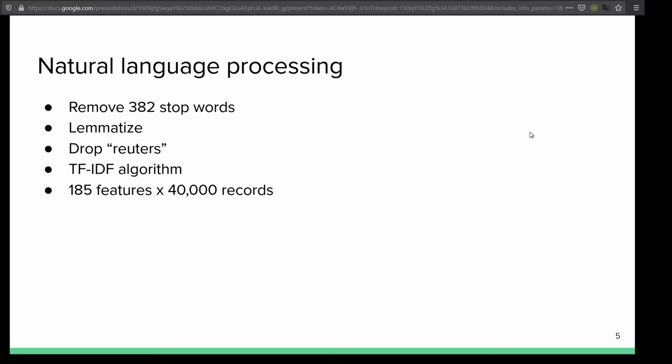And then we applied something called a TF-IDF algorithm, which basically converts the keywords from the articles into numbers that the machine learning algorithms can understand. Ultimately, we ended up with 184 different words and, like I said before, about 40,000 records. Those are news stories. So each news story was reduced down to scores across 184 different keywords.